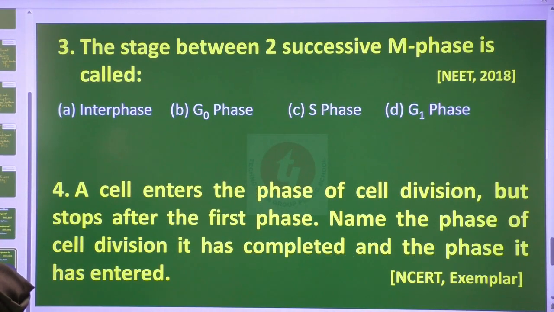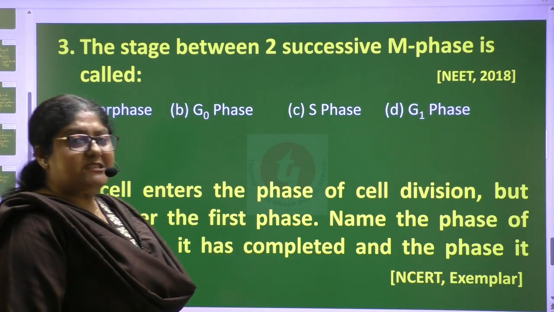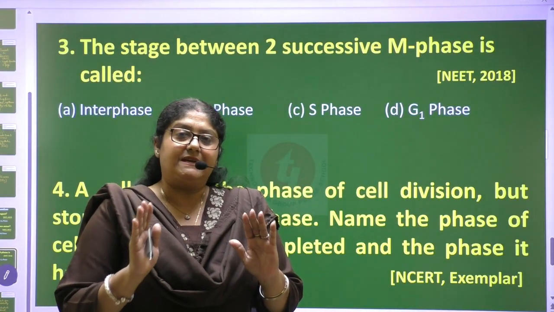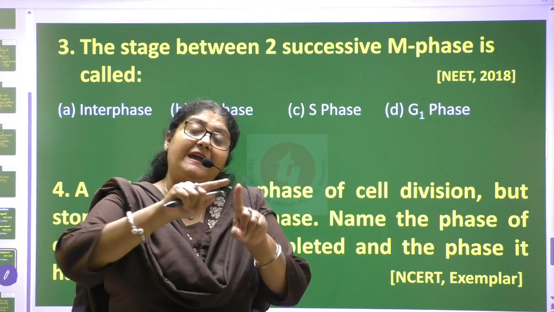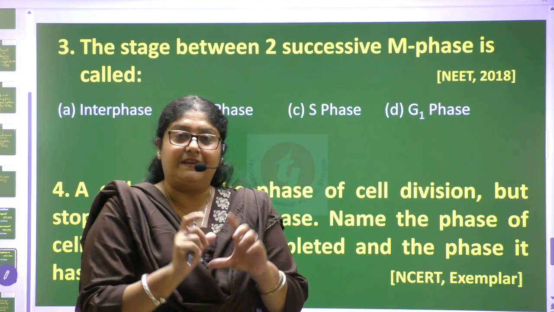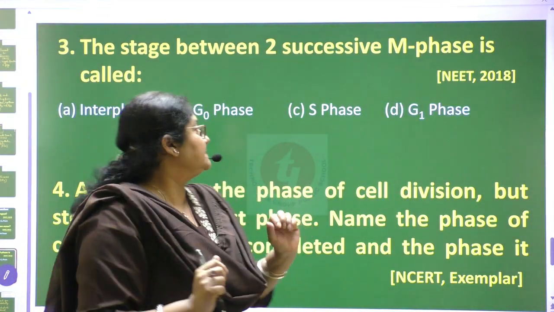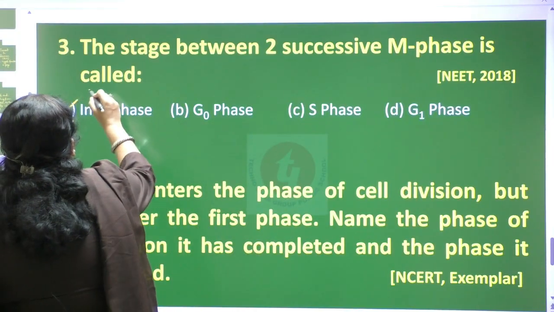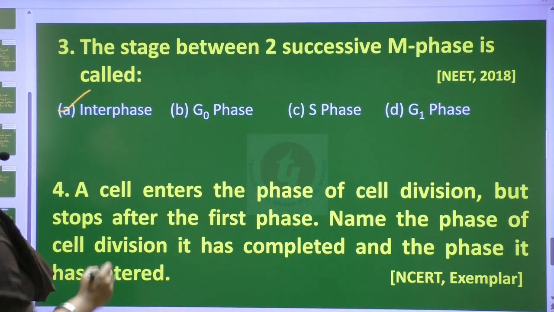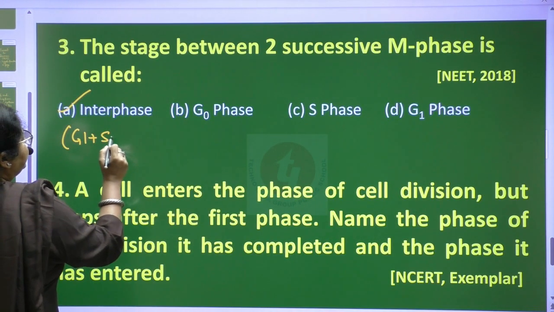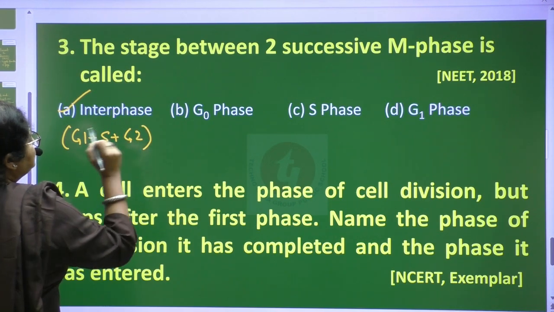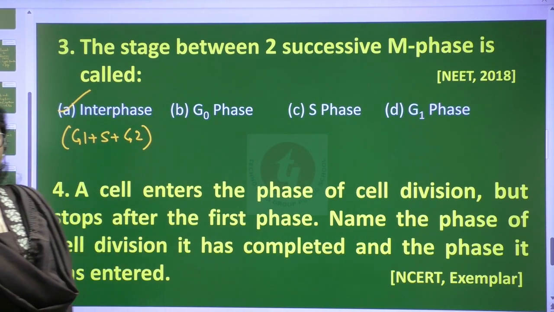Then this is from NEET 2018. The stage between two successive M phases is called what? The stage between two successive M phases. That means a cell when it starts dividing till the time the daughter cells again start dividing. So what is that phase called? It is called the interphase. Why? Because interphase is nothing but all the three phases, G1 phase, S phase and the G2 phase put together. That is the interphase.